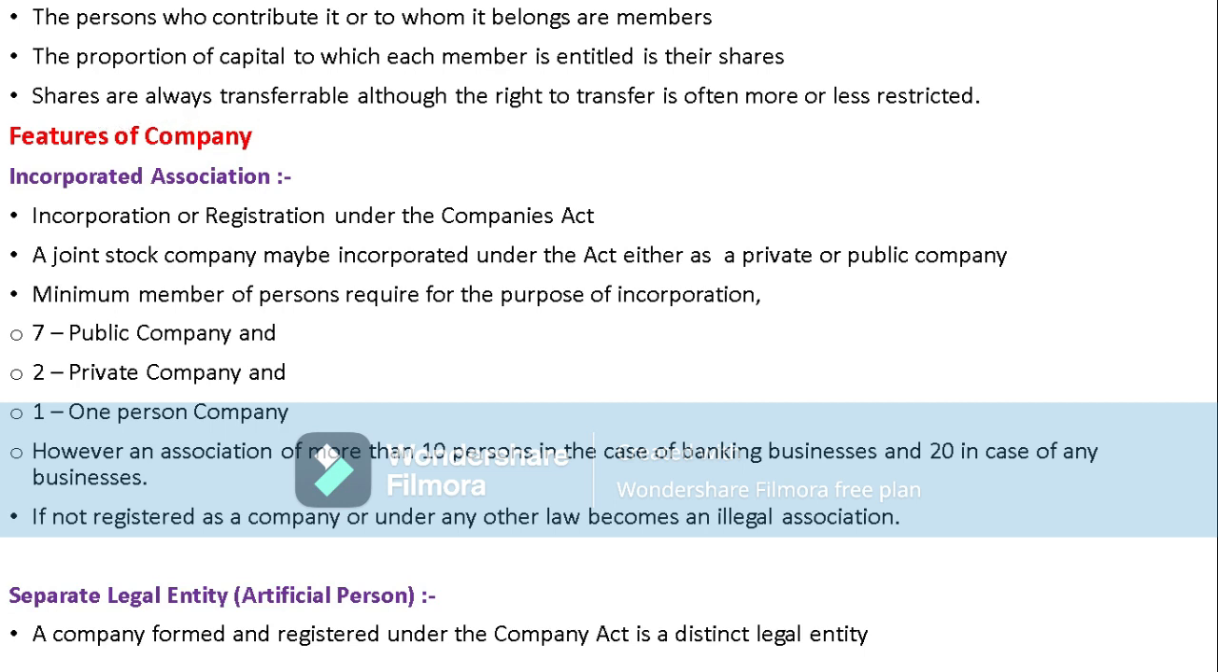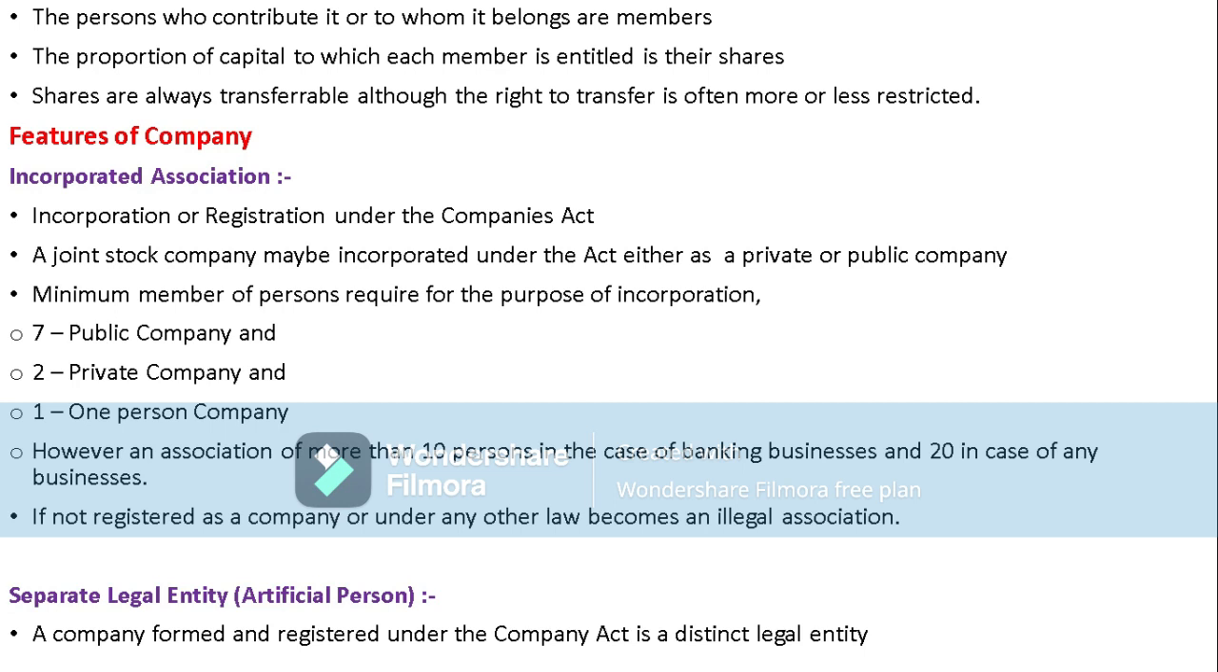Though the right to transfer is often more or less restricted, it means restrictions can be seen in a private company but not in a public company while transferring shares. We can say that in a private limited company there may be restrictions, but there will not be a prohibition on the transferability of shares. It is very difficult to transfer shares in the case of a private limited company, but it is not so in the case of a public company. So this is about the definition of the Companies Act regarding Lord Lindley.